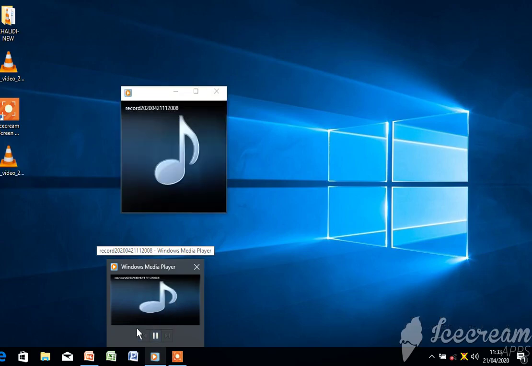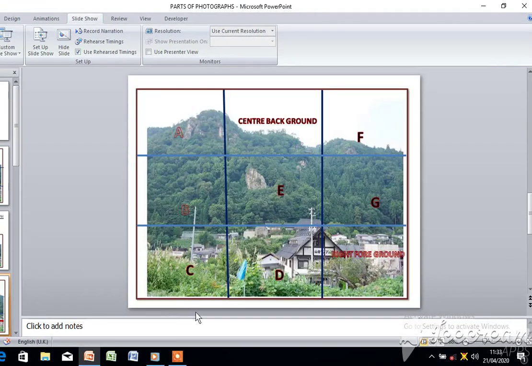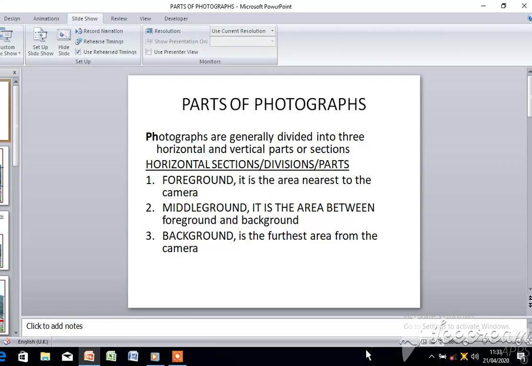So today we are going to see what we call parts of photographs. Photographs have parts and they are very, very important. They are very crucial when it comes to describing the position and location of features on the photograph.